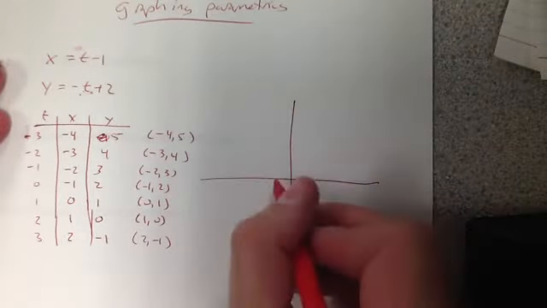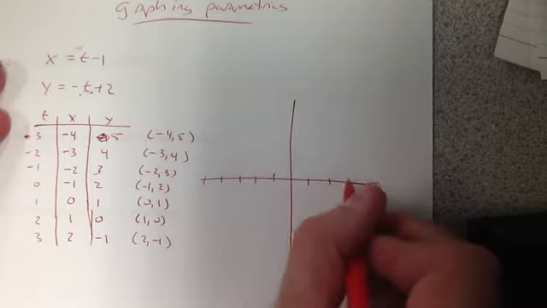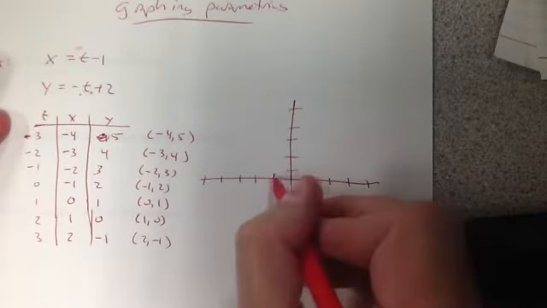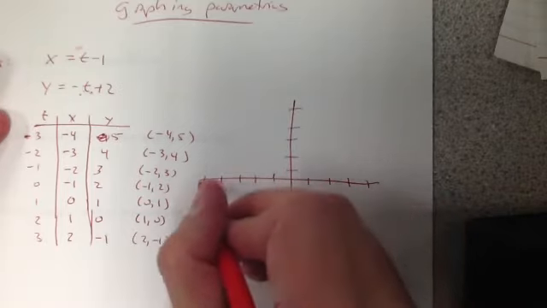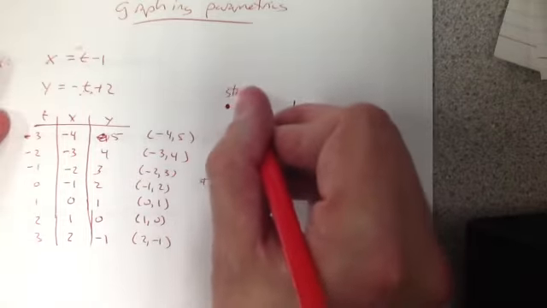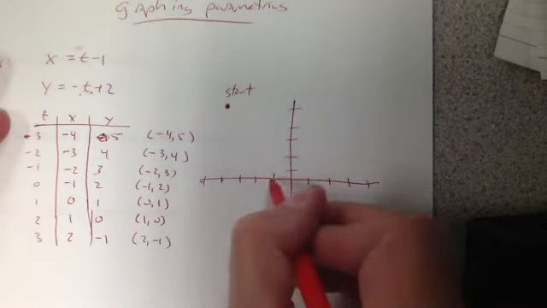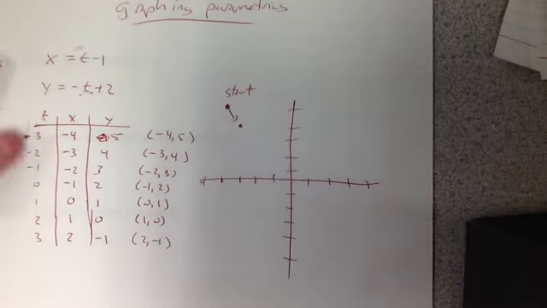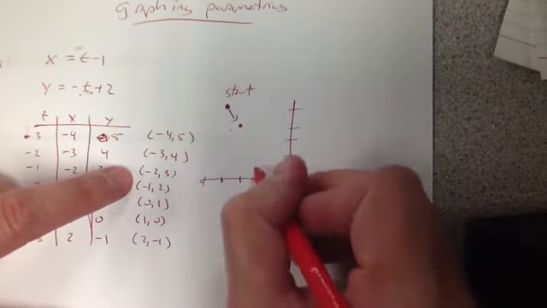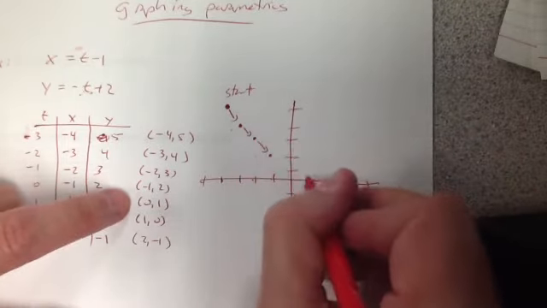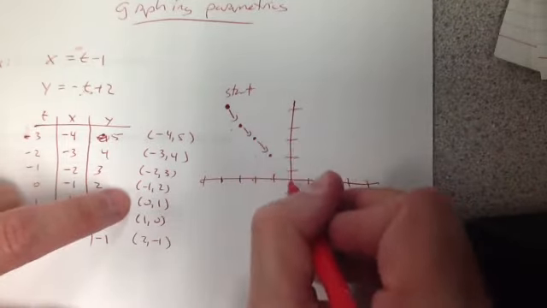So when you're graphing these, give yourself some space here. Negative 4, 5. That's where we're starting. Negative 3, 4. And we're heading in this direction. They're like vectors. They're heading in a specific direction. Negative 2, up 3. Negative 1, 2. 0, 1. 1, 0. And 2, negative 1.